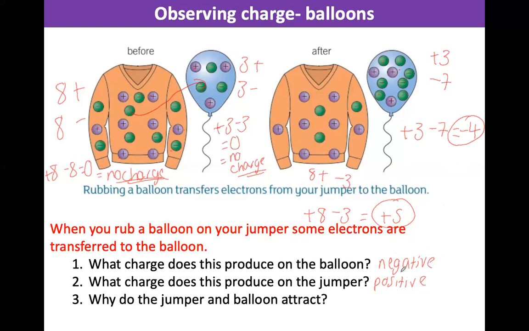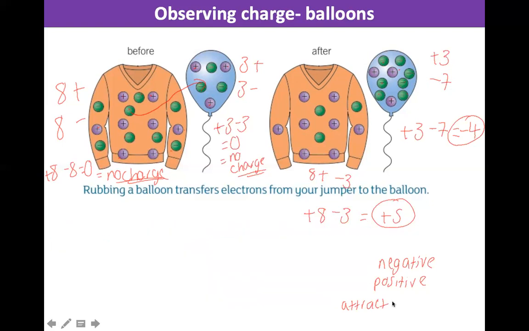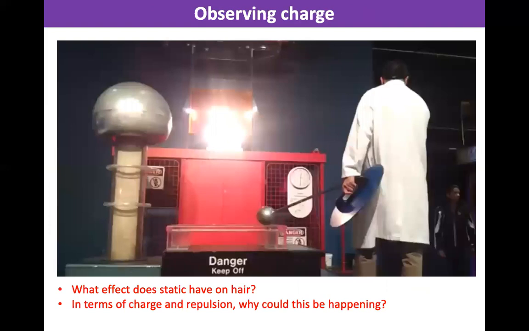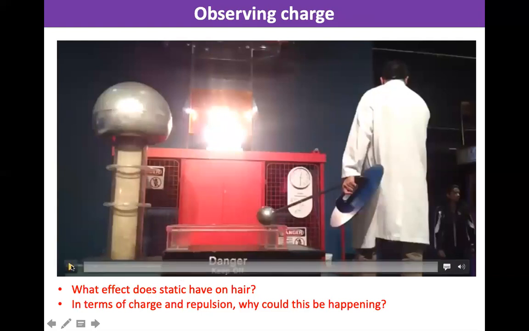And if you remember, when we looked at how charges interact, we have a positive jumper and a negative balloon, and they're opposite charges, so they are going to attract. Just to summarize again, we have a minus charge on the balloon and a positive charge on the jumper, so opposites attract, and that balloon and jumper will start sticking to each other as a result. Hopefully that makes sense. Now we're going to observe charge happening. We're going to see what happens to this lady's hair when we charge it.